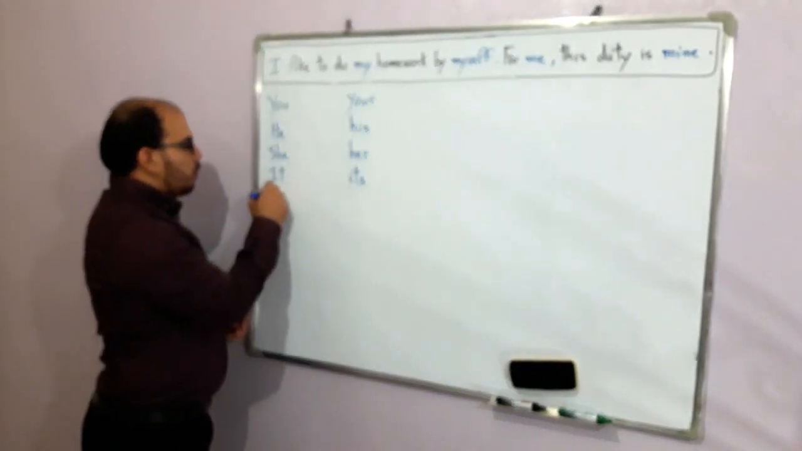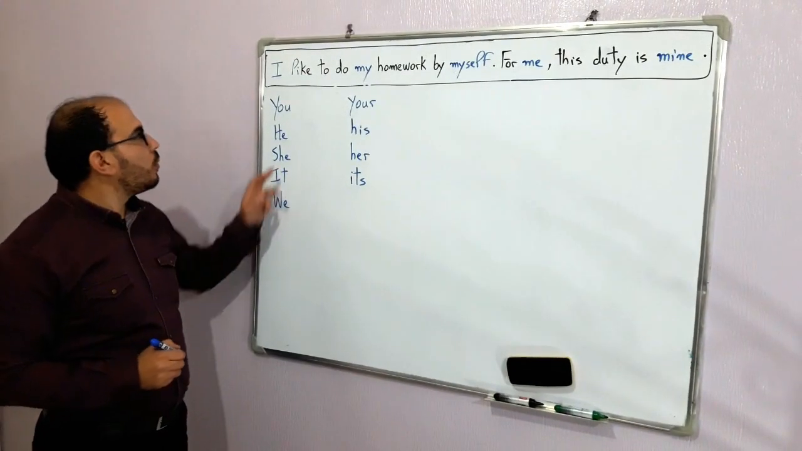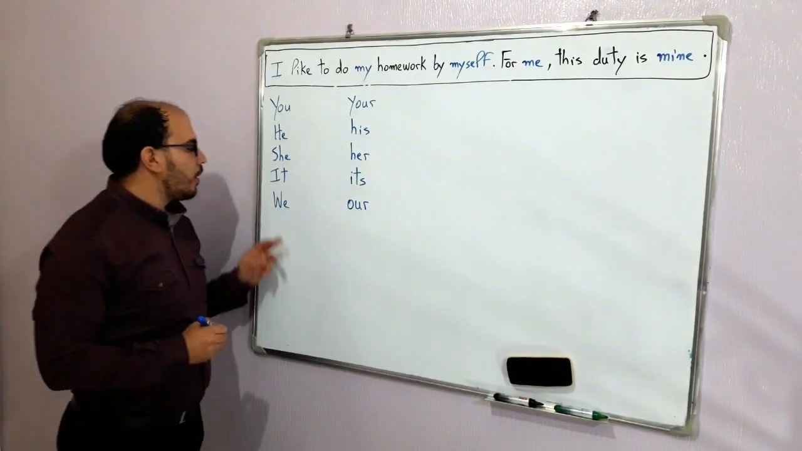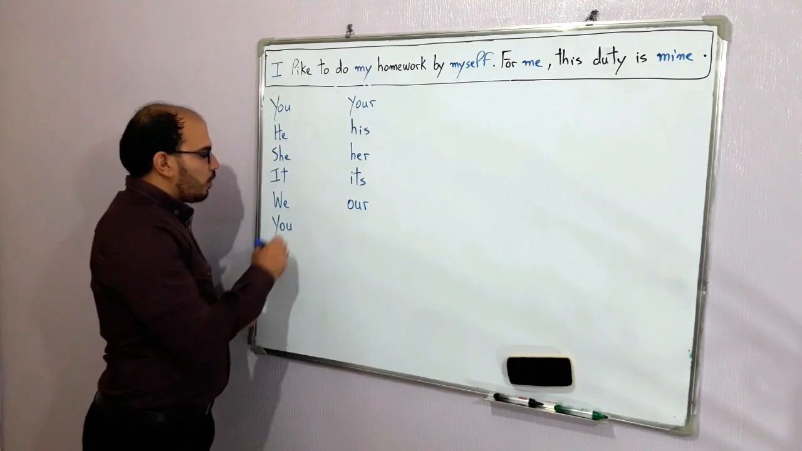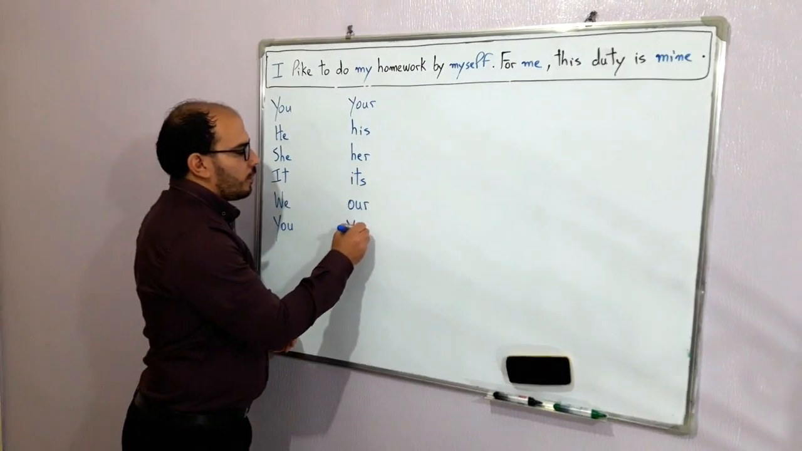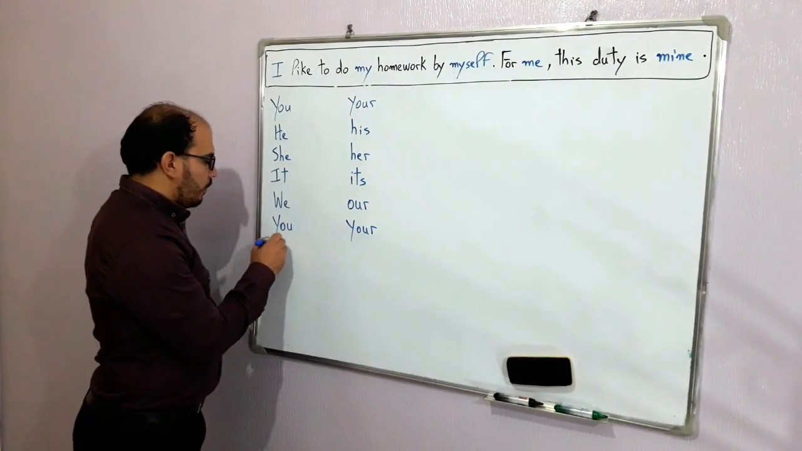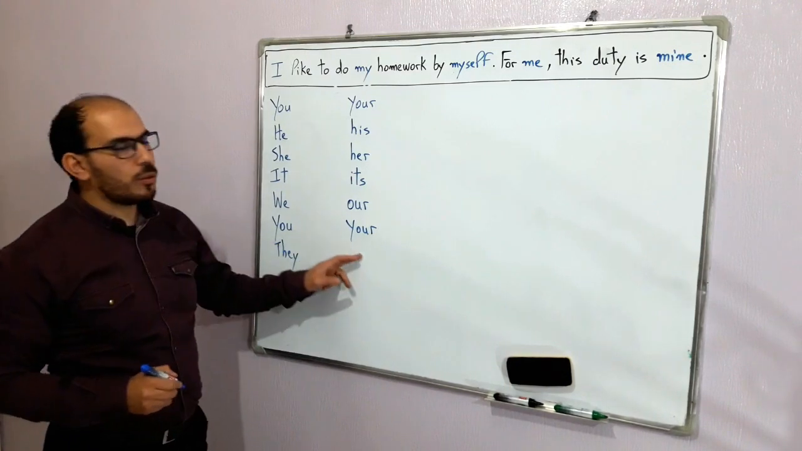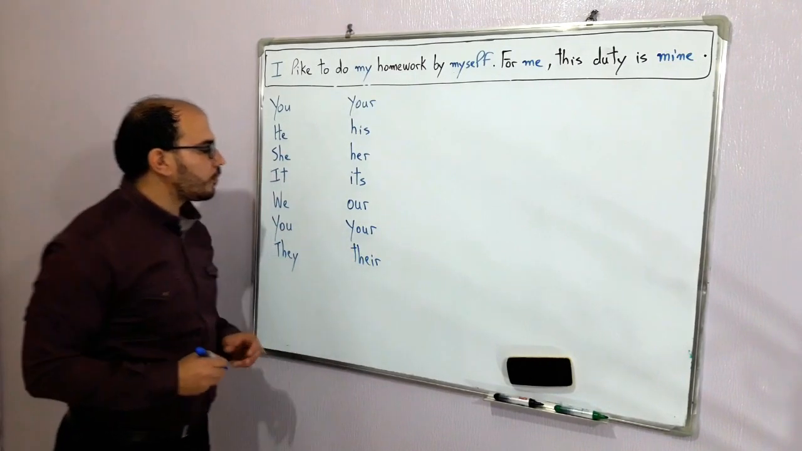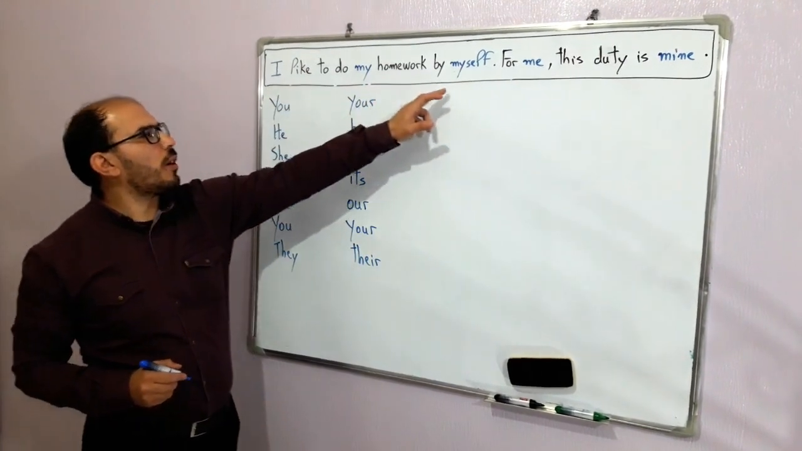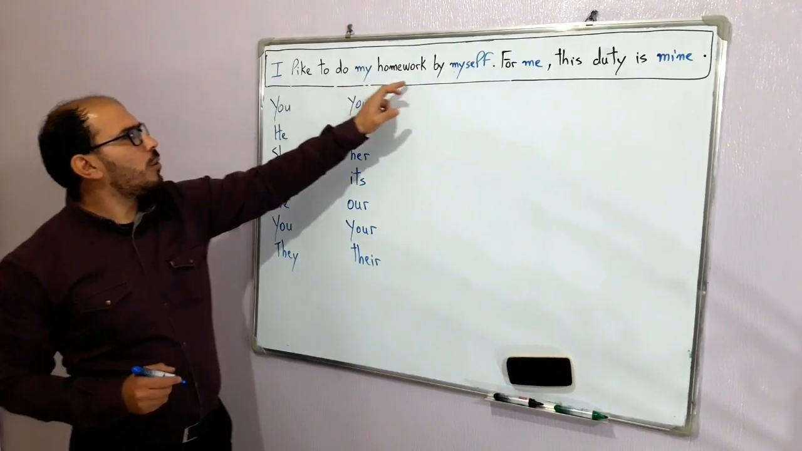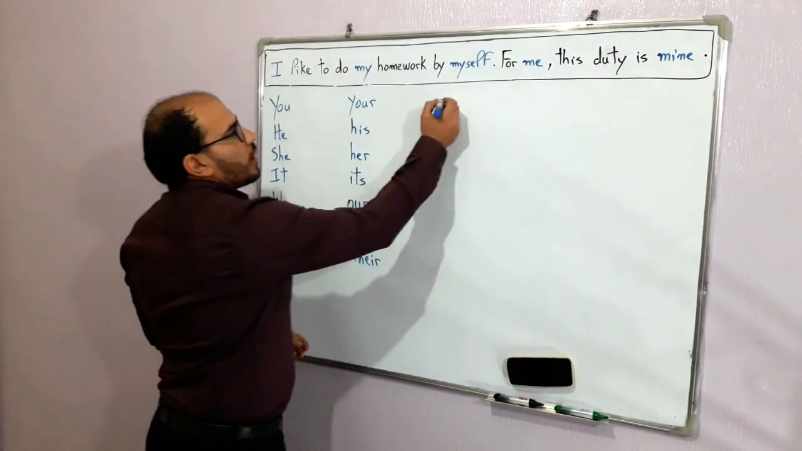When I have the plural form, so we have we like to do our homework. If I have you for the plural form, so you like to do your homework. If I have they, so they like to do their homework. I like to do my homework by myself. But when I have you, you like to do your homework by yourself.